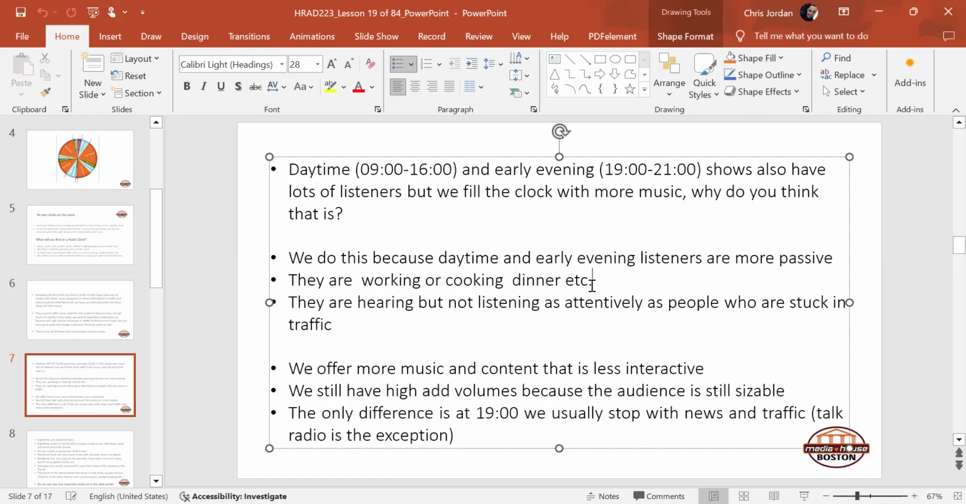And most active listeners, so when I say active listeners, they are the ones that are more likely to interact with the station anyway, they will call you and they find it not only to kill time, but it is also in their nature, their personality to want to interact with the station. Anyway, they're working or cooking dinner, and they are hearing but not listening as attentively as people who are stuck in traffic. So we offer more music and content that is less interactive, and we still have high ad volumes.